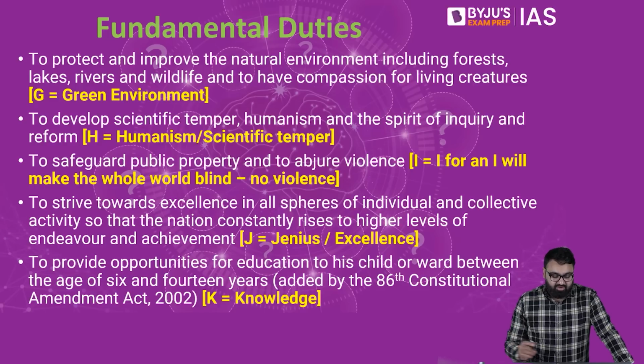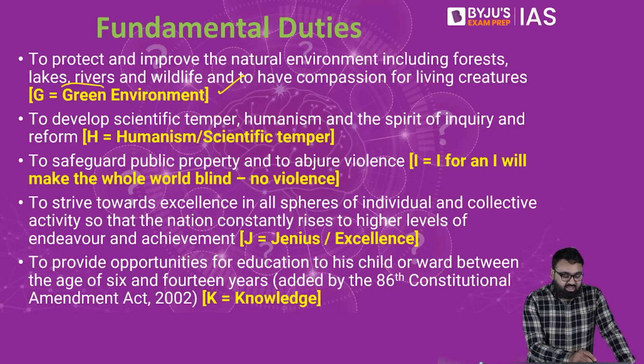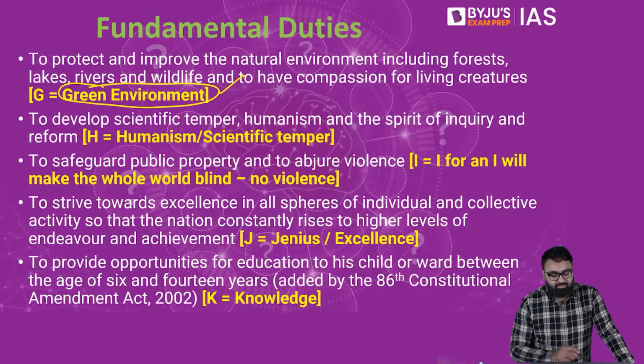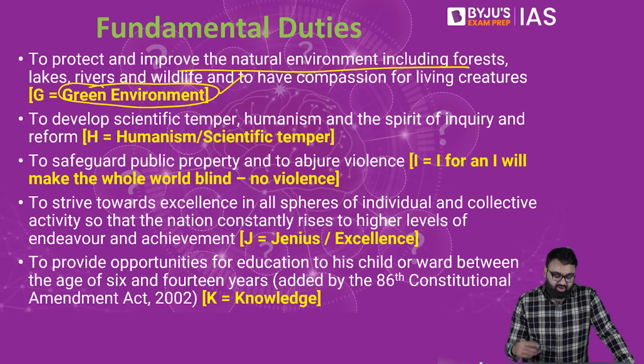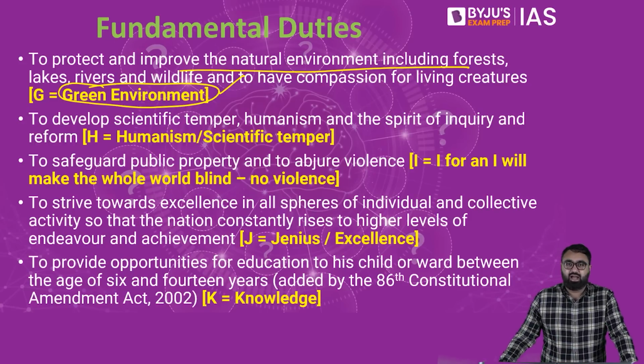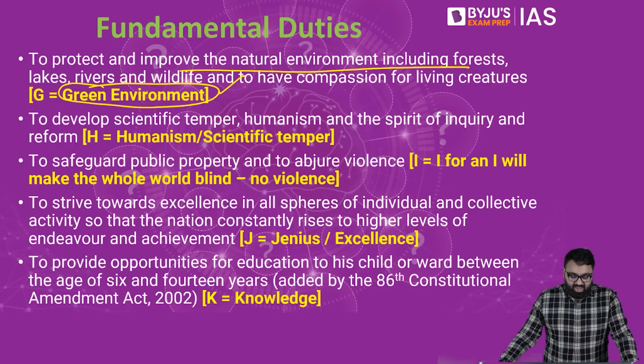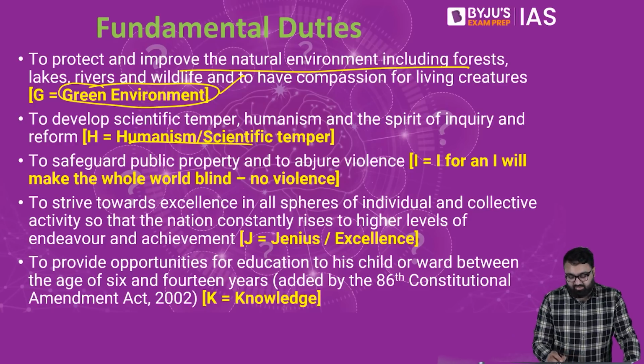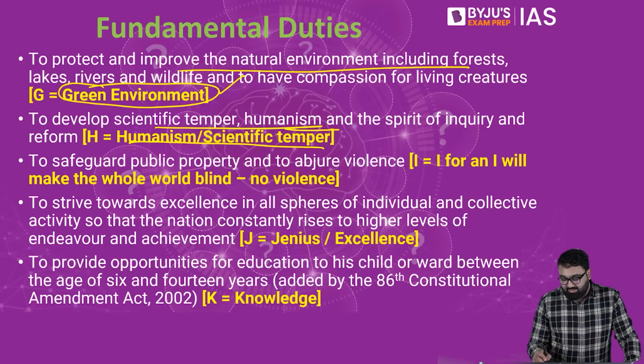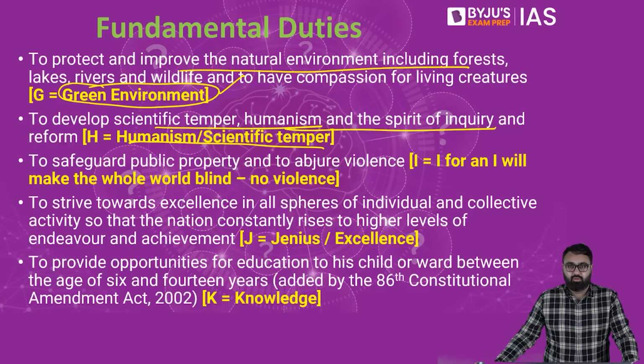And after F, we have G. G for green, means green environment. To protect and improve the natural environment, including forests, lakes, rivers, wildlife. See how easy it is? Then H. H for humanism. That also means scientific temper. To develop scientific temper, humanism, and the spirit of inquiry and reform.